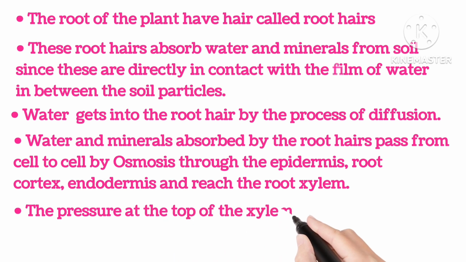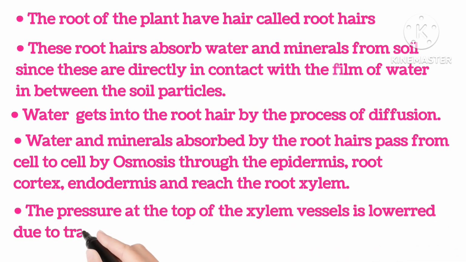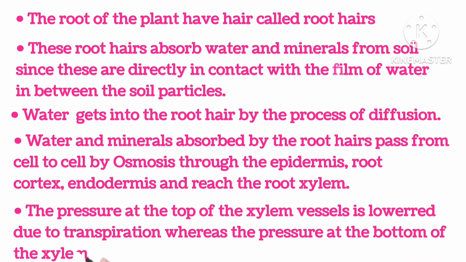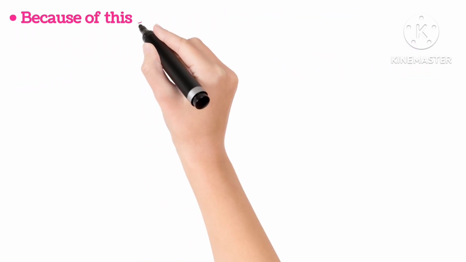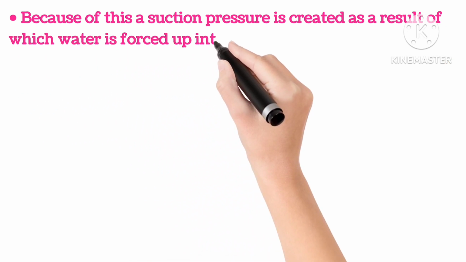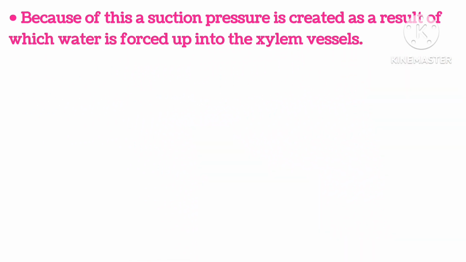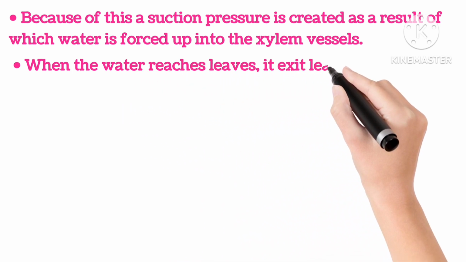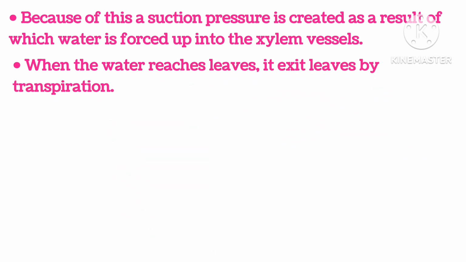The pressure at the top of the xylem vessel is lower due to transpiration, whereas the pressure at the bottom of the xylem vessels remains high. Because of this, a suction pressure is created, as a result of which water is forced up in the xylem vessels. When the water reaches the leaf, it exits the leaf by transpiration.